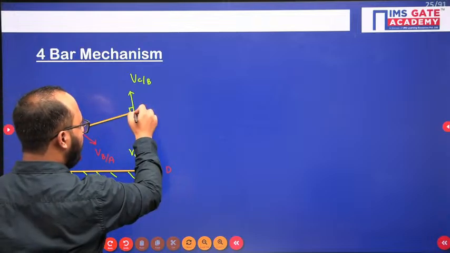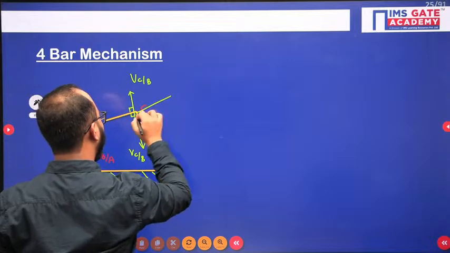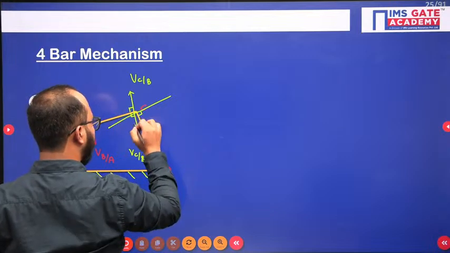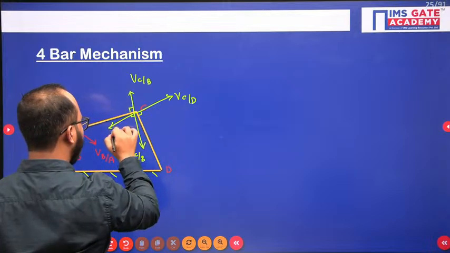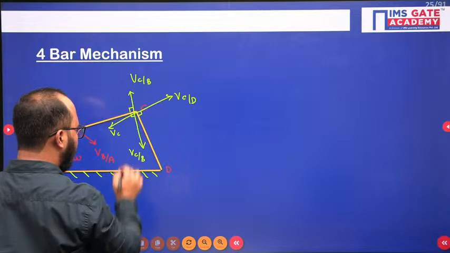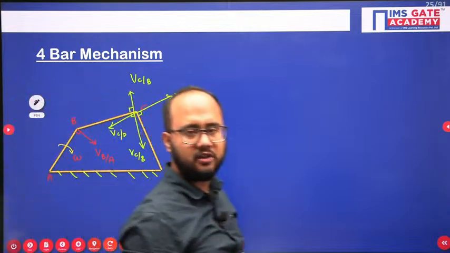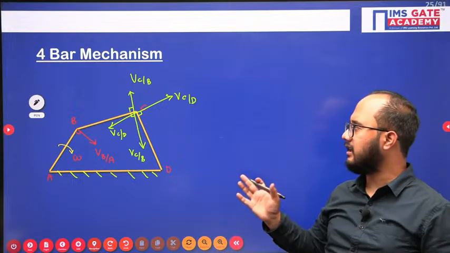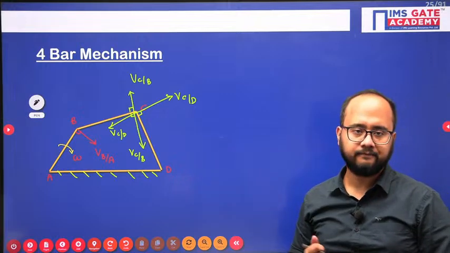Similarly, the velocity of C with respect to D is perpendicular to link CD. So this is the velocity of C with respect to D. Why am I drawing on both sides? Because at this point of time I don't know the direction, that's why on both sides I will mention. Once I start drawing the velocity diagram, the sense of rotation of BC and CD will become clear.